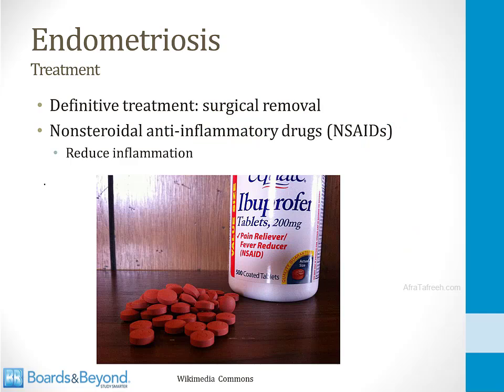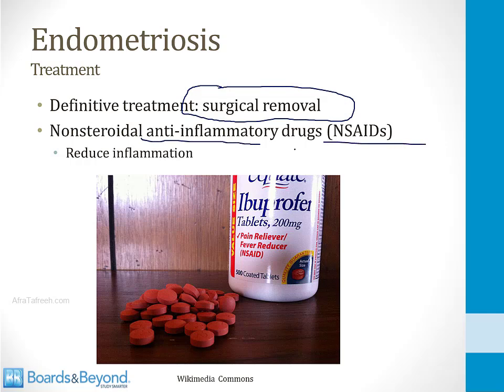I'll finish this video by talking about how you treat endometriosis. So the definitive treatment is surgical removal of the ectopic tissue. This is obviously reserved for women with more severe symptoms. There are a number of drugs that can be used to control mild to moderate symptoms. One thing that can be tried is nonsteroidal anti-inflammatory drugs, or NSAIDs, like ibuprofen. These simply reduce inflammation, and they're sometimes helpful in women who have mild symptoms.